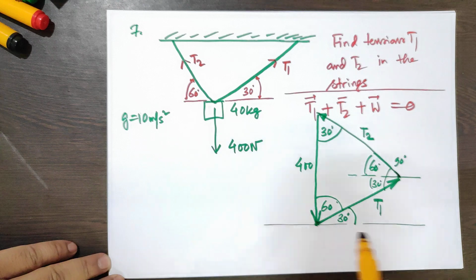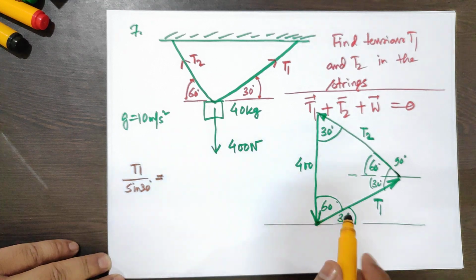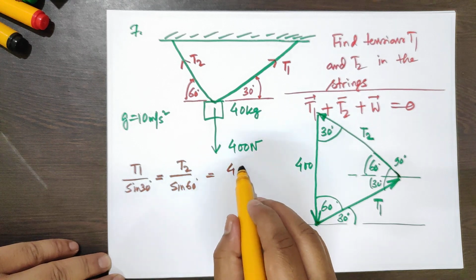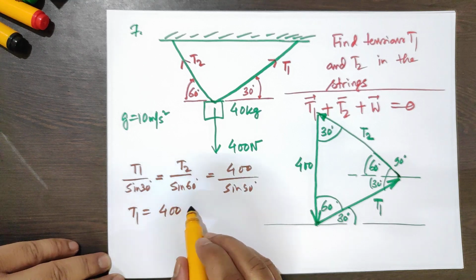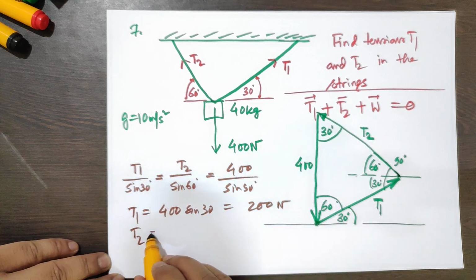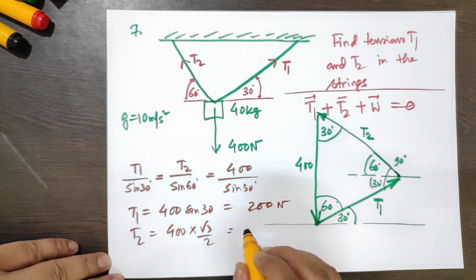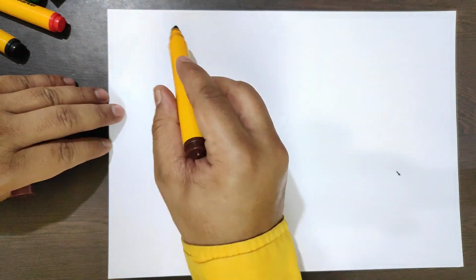So T1, I write like this, T1 divided by sine of 30 equal to T2 divided by sine of 60 equal to 400 divided by sine of 90. So T1 equal to 400 sine 30, that's 200 newton, and T2 equal to 400 sine 60. Sine 60 is root 3 by 2, so it's 200 root 3 newton. We'll solve the same problem in a different way also.